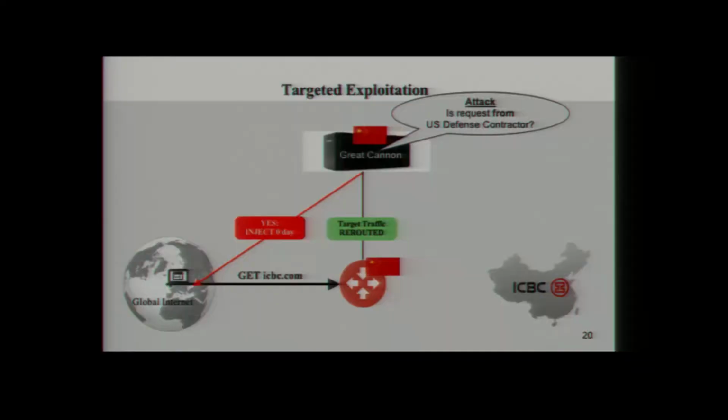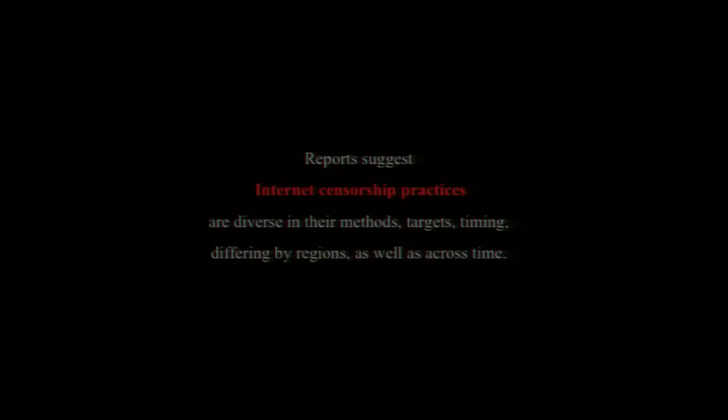To make this problem more clear, let me give you an example of how Great Canon can be used for endangering national security. For example, a US defense contractor can communicate with a website that is hosted in China, and Great Canon is watching the traffic and flows. And when it detects this traffic, it can actually inject a zero-day attack. This was just an example of a complex system we studied.